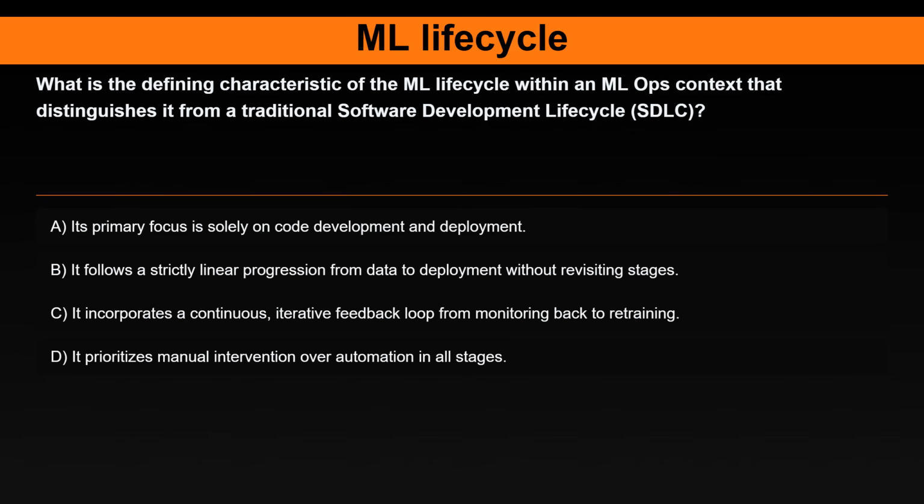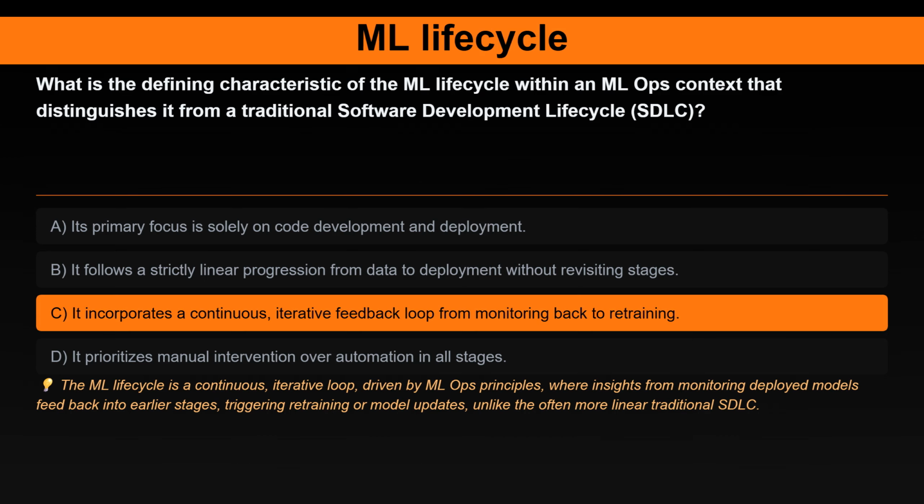Question 1. What is the defining characteristic of the ML lifecycle within an MLOps context that distinguishes it from a traditional software development lifecycle, SDLC? Option A. Its primary focus is solely on code development and deployment. Option B. It follows a strictly linear progression from data to deployment without revisiting stages. Option C. It incorporates a continuous, iterative feedback loop from monitoring back to retrain. Option D. It prioritizes manual intervention over automation in all stages.